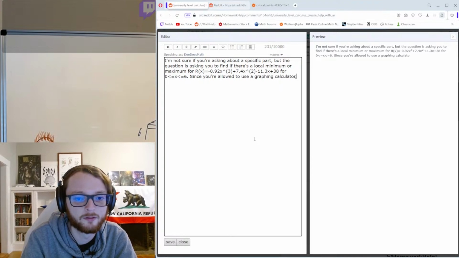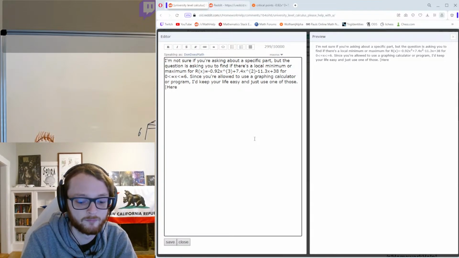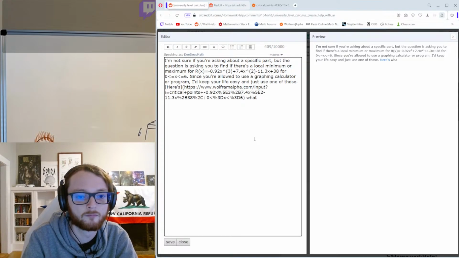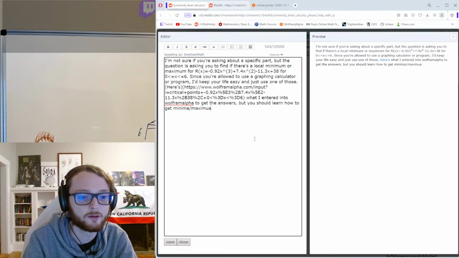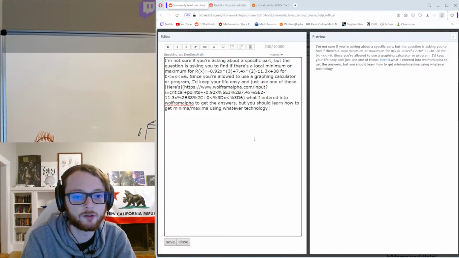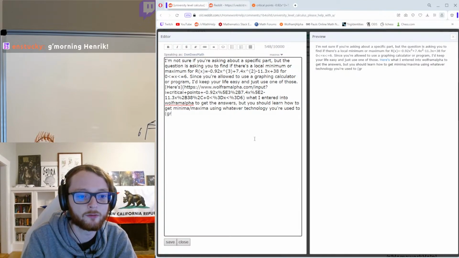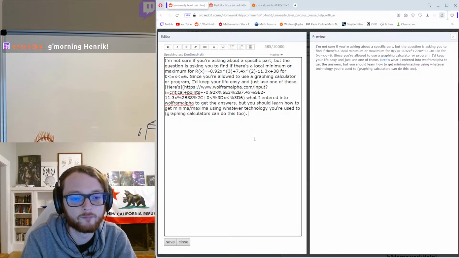A graphing calculator. Wait, you should learn how to get minima and maxima using whatever technology you're used to. Graphing calculators can do this too.